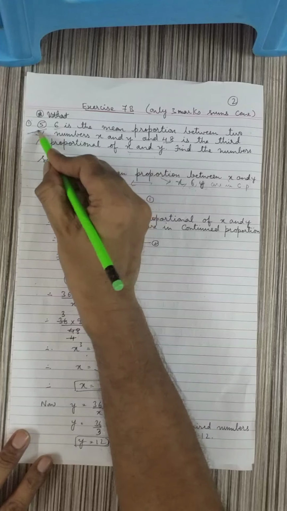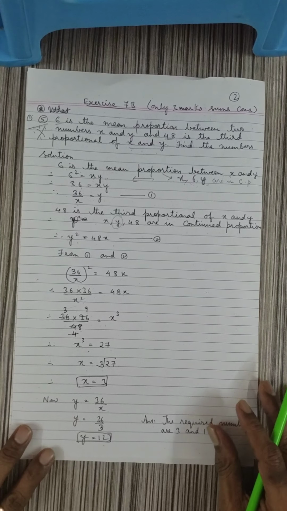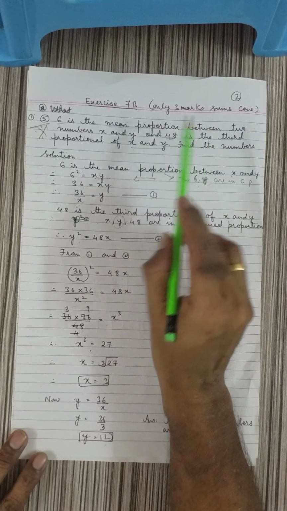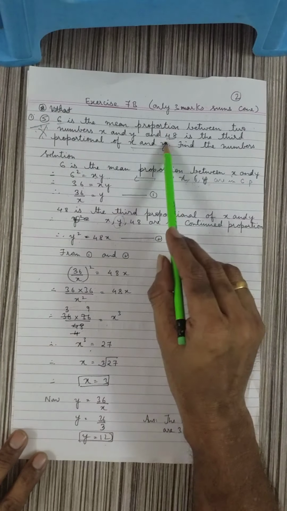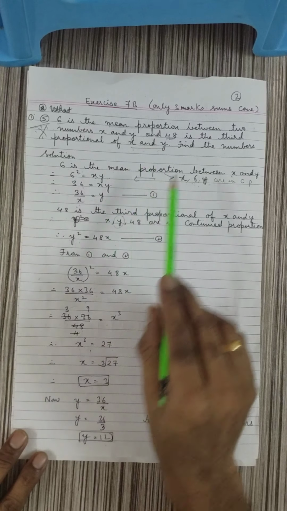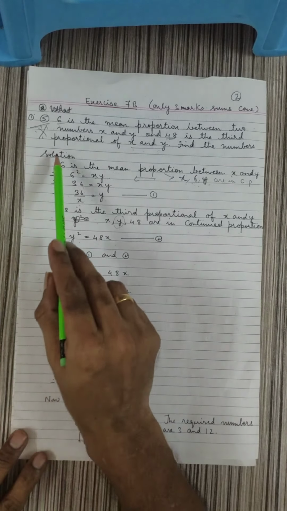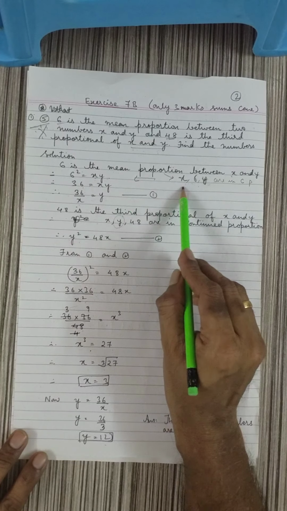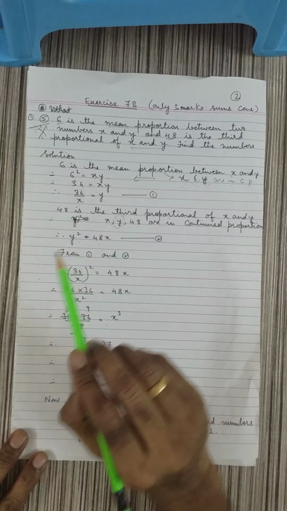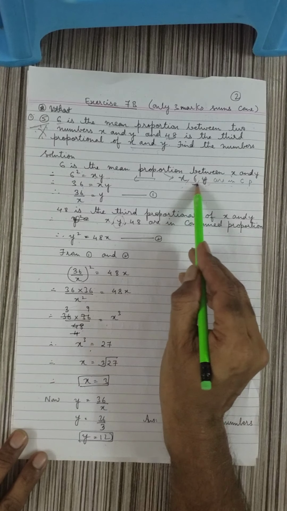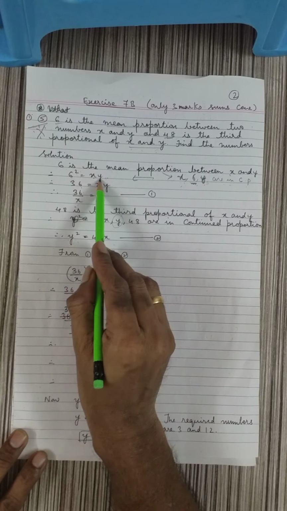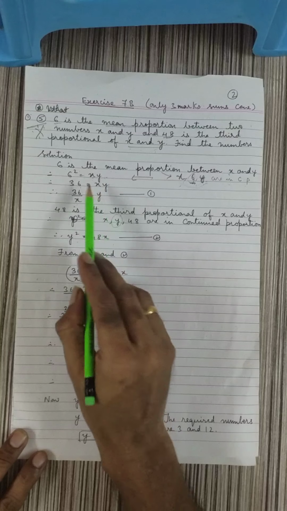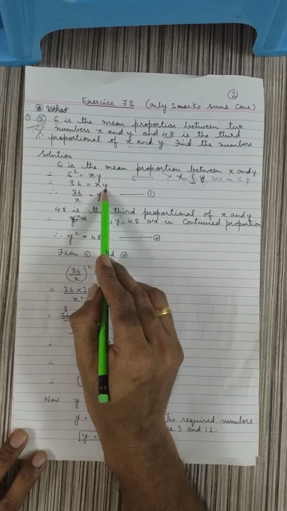Very important question, has come in the board and can come in your school exams also. Very nice sum. 6 is the mean proportional between two numbers x and y, and 48 is the third proportional of x and y. Find the numbers. So we start the solution. 6 is the mean proportional between x and y, so we can say x, 6 and y are in continued proportion. Therefore 6 square, that is b square, is equal to ac. So 6 square is equal to xy. The middle number's square will be equal to the product of the other two numbers.